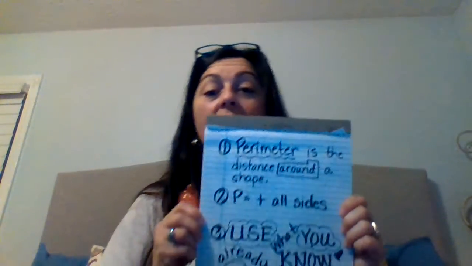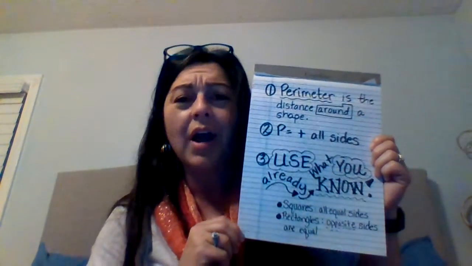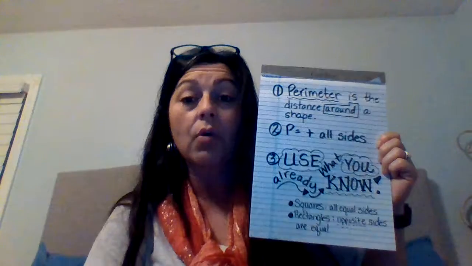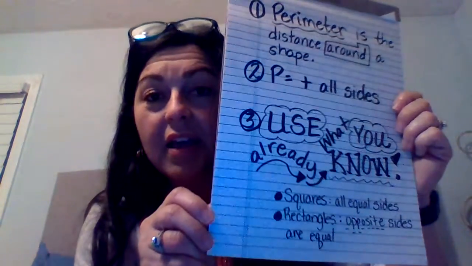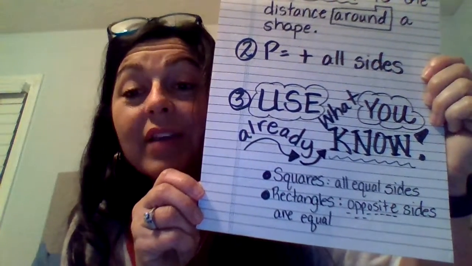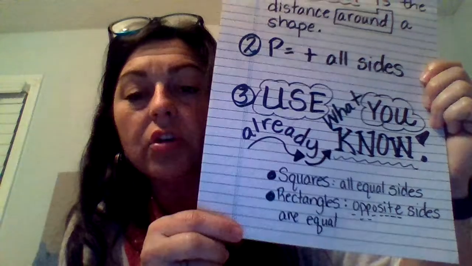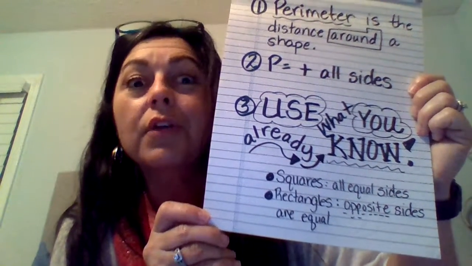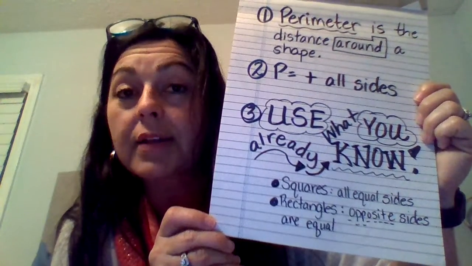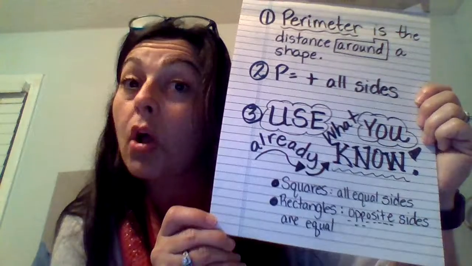The third thing you have to remember is to use what you already know. Come on, guys. There's so many things you already know. For instance, squares, all equal sides. What is that? Yes, squares, all equal sides. Rectangles, opposite sides are equal. Don't judge. Okay, so I didn't capitalize it. I didn't put a period. It's okay. Because maybe if you know it's a square and you're missing one of the sides, bingo, all you need to know is the length of one of them, and you'll know all of them.